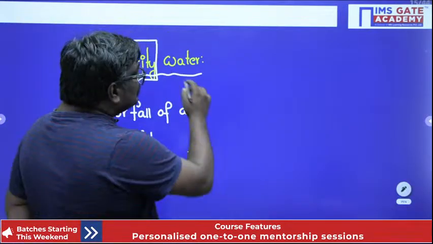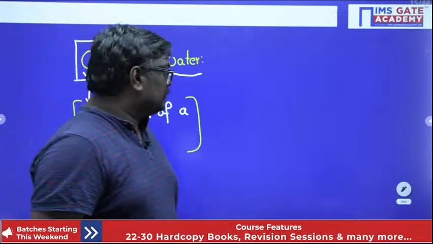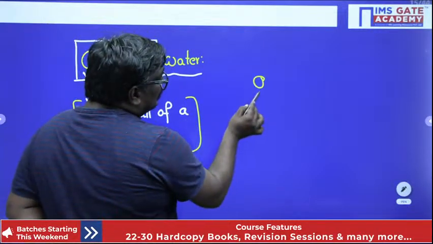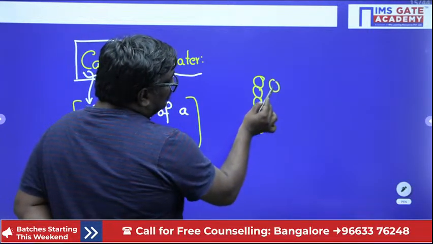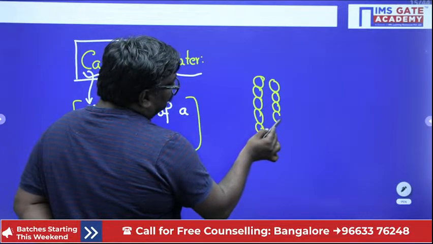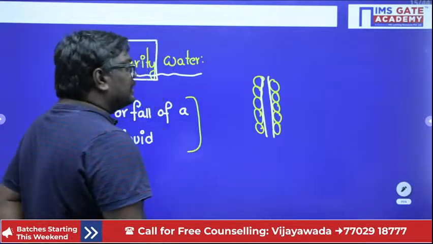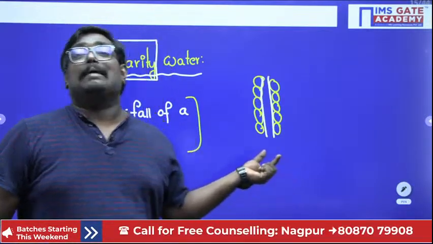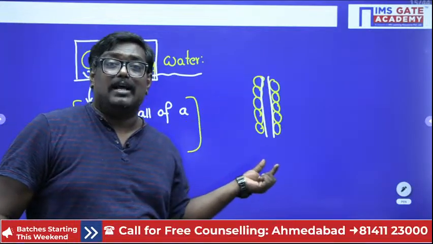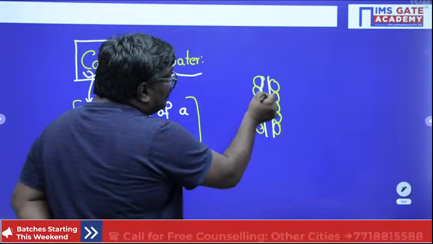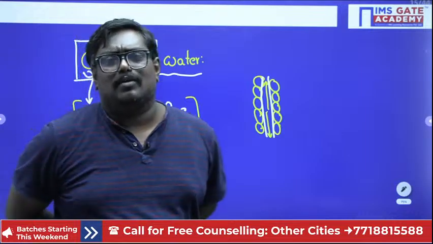Now, how does this capillarity water come in the concept of soil mechanics? See students, these are the interconnected voids here. These interconnected voids will act like a capillarity tube. From this tube, either water will rise or water will fall. Sir, when will the water rise?